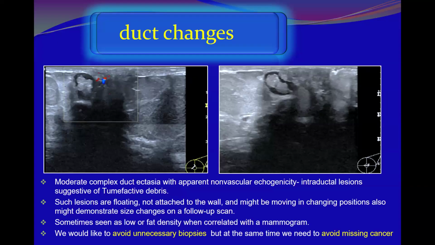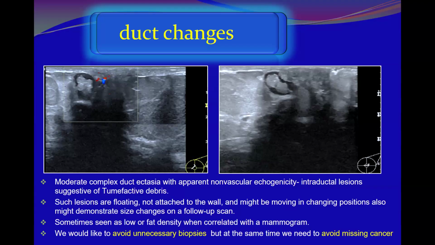If the lesion is floating, that means it is debris, not soft tissue. You must be confident it is not attached to the wall in all directions, because it might attach from one side but not the other. But the most reassuring finding is if it is moving.